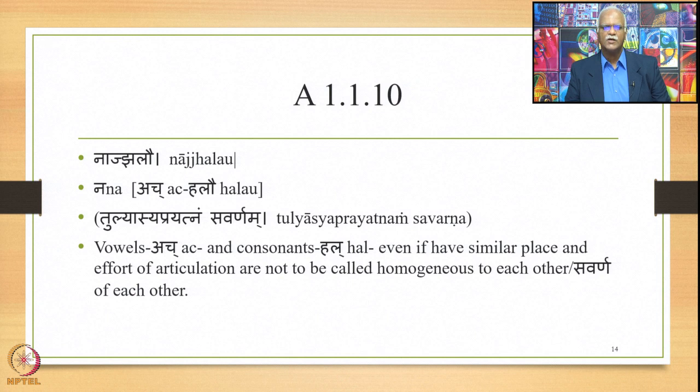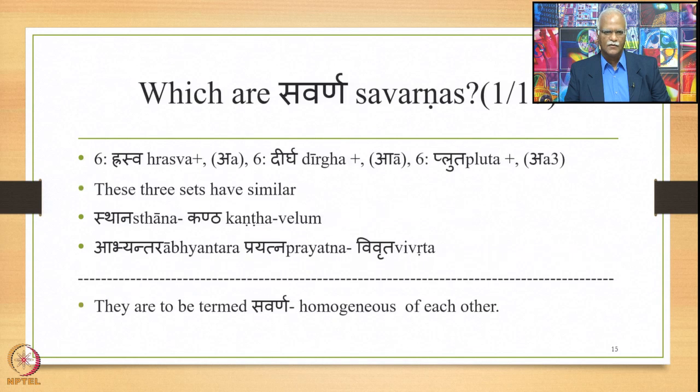vowels ach and consonants hal, even if they have similar place and internal effort of articulation, are not to be called homogeneous to each other or savarna of each other. I repeat, vowels and consonants, even if they have similar place and internal effort of articulation, are not to be called savarna of each other. This is how the term savarna is defined.